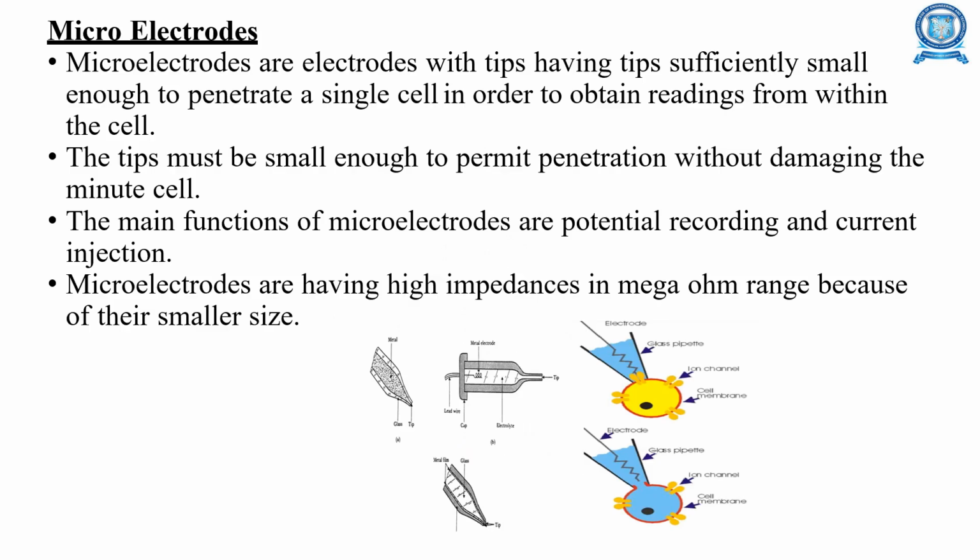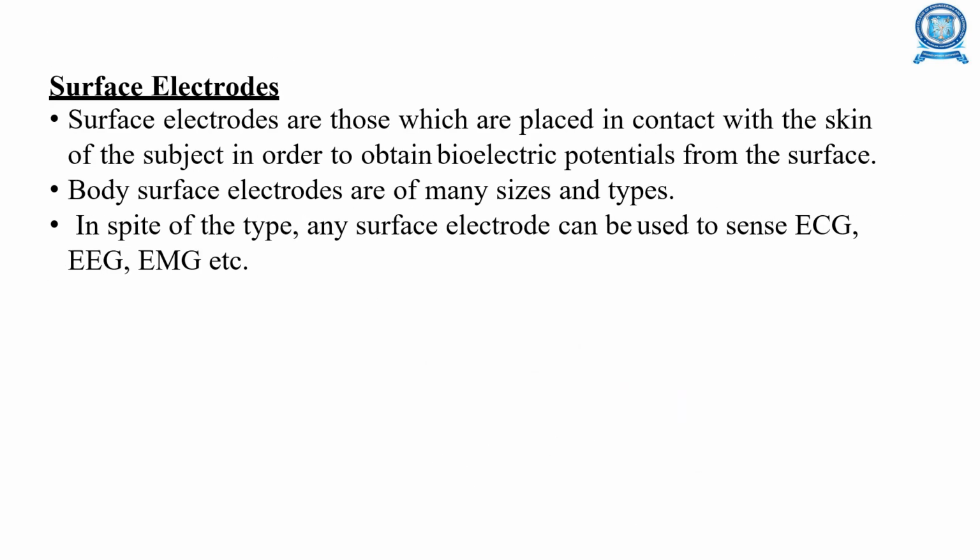Next are the microelectrodes. These are electrodes with tips sufficiently small to penetrate a single cell in order to obtain readings from within the cell. The main functions of microelectrodes are potential recording and current injection. Here is the image for the microelectrodes.